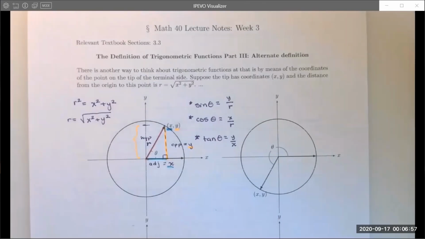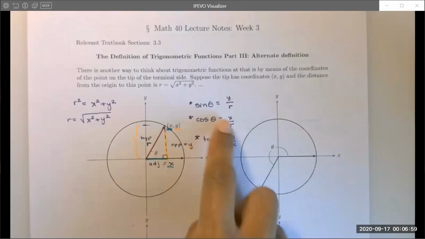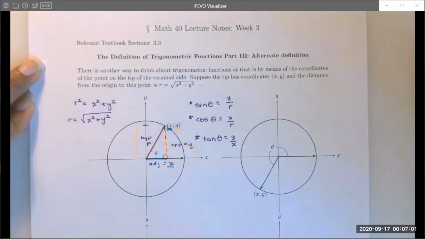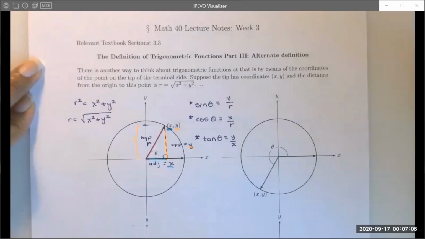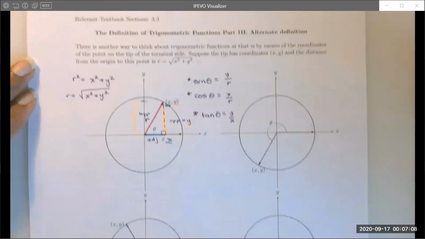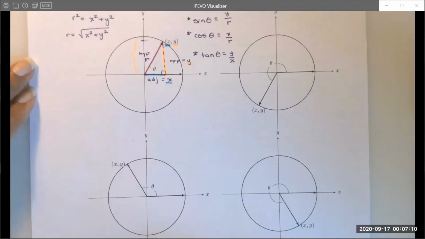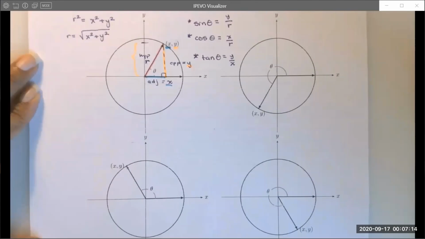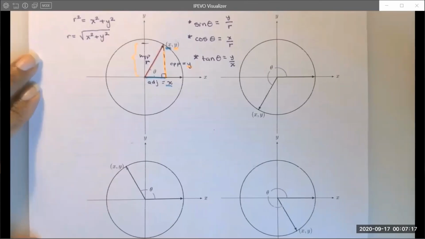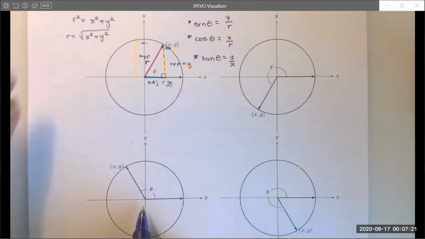Let's see if what we found here for the trig function definitions also holds for an angle that terminates in quadrant number 2. An angle that terminates in quadrant number 2 would look more or less like this. From Monday's lecture, we found out that if we want to find the trig functions of an angle in quadrant number 2, we have to consider the reference angle. The reference angle in this case, do you guys remember where it would be found?